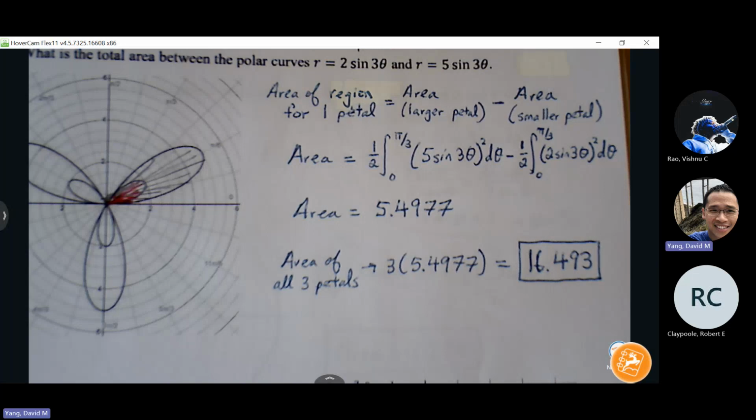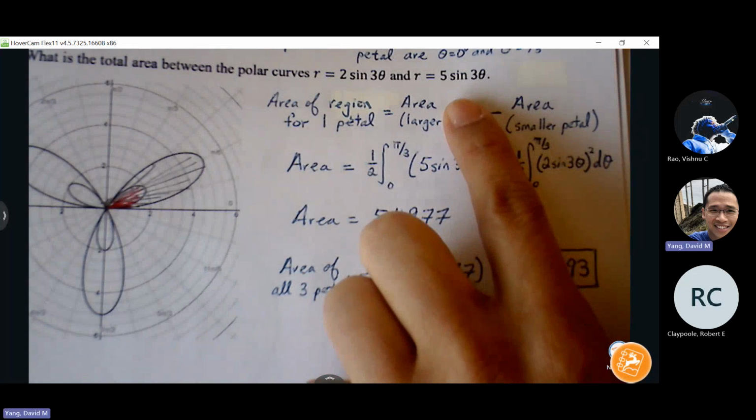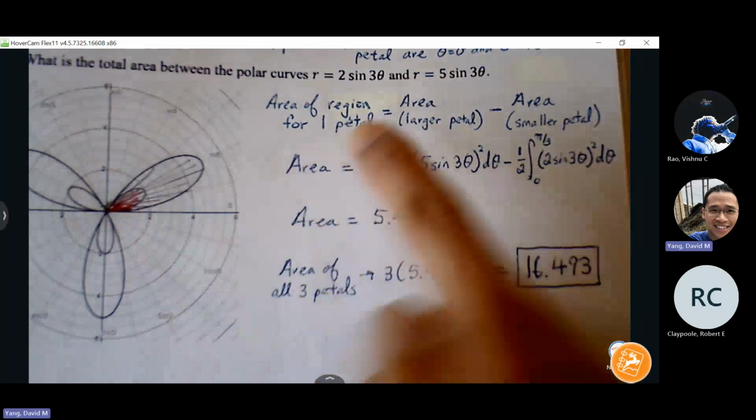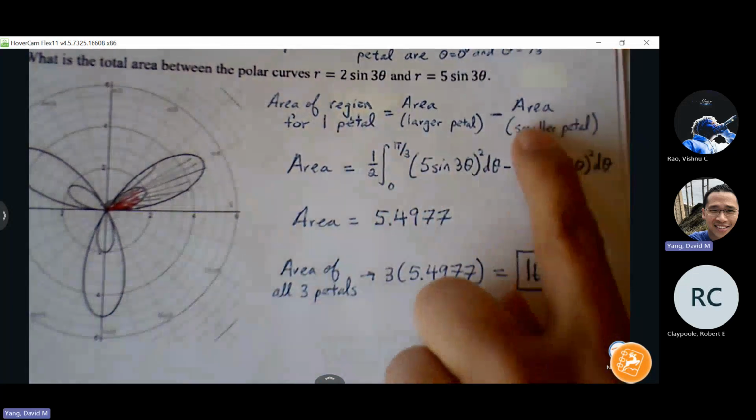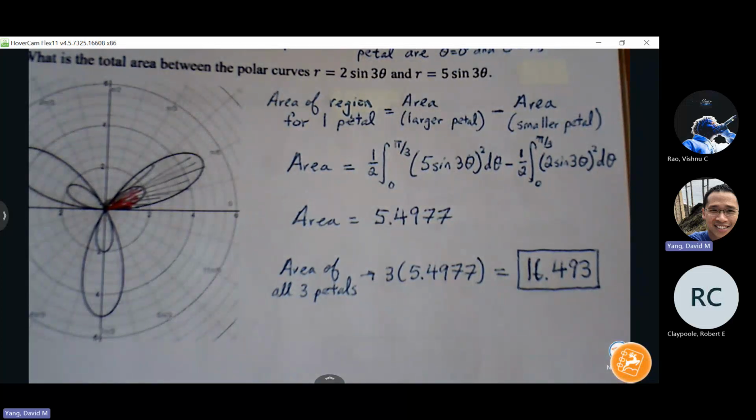Well, the problem is that I don't know if 0 to pi will work because this completes the cycle at pi. So I would just try going from 0 to pi. Right, that's true. You can, yeah, I think try that.